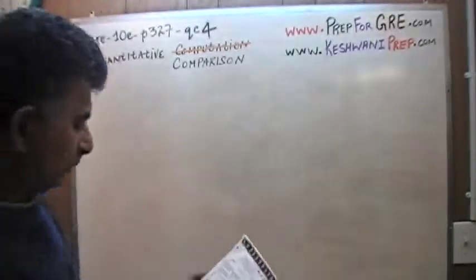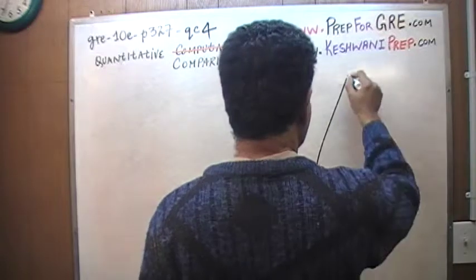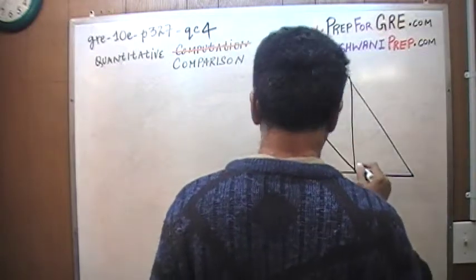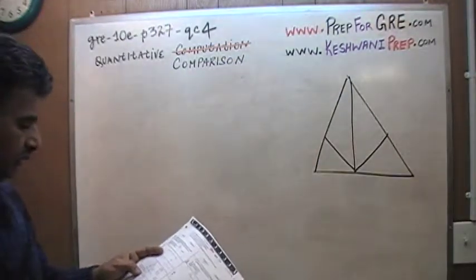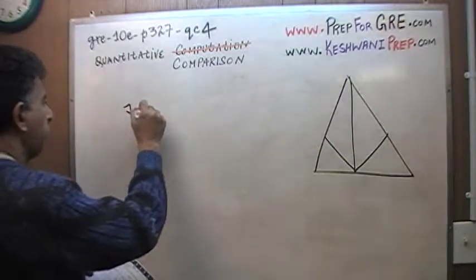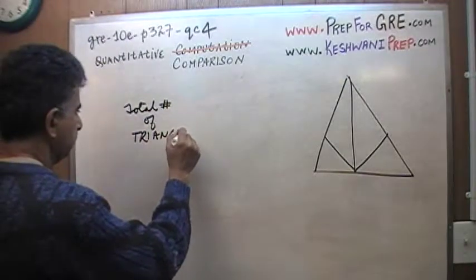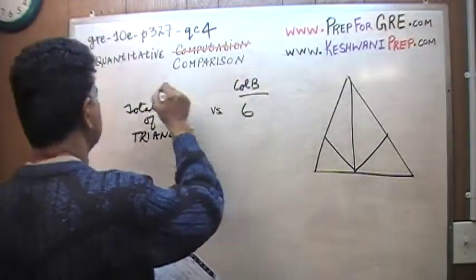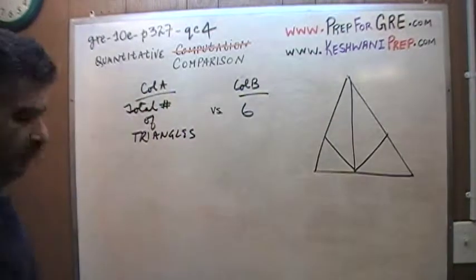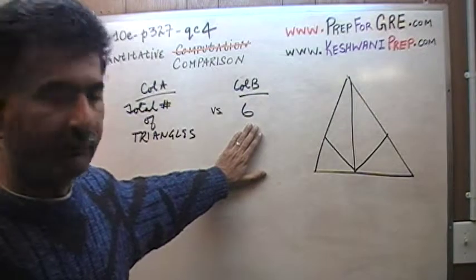Let's see what they're asking in number 4. They give you a picture, something to this effect. This line drops down, something like that. Very good. They simply want you to compare the total number of triangles versus 6. In other words, they want you to figure out if this picture has 6 triangles or fewer than 6 or more than 6, and that's all there is.